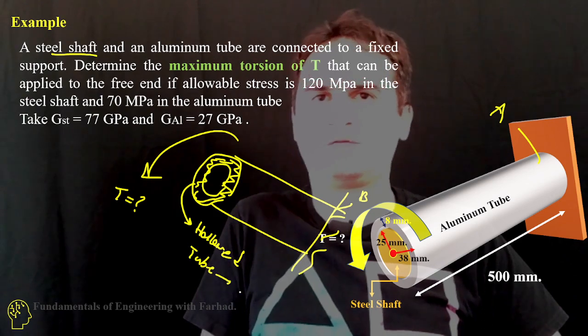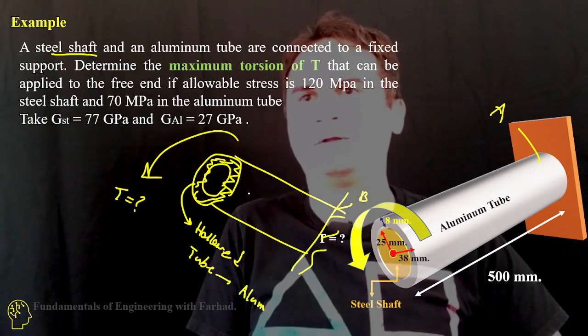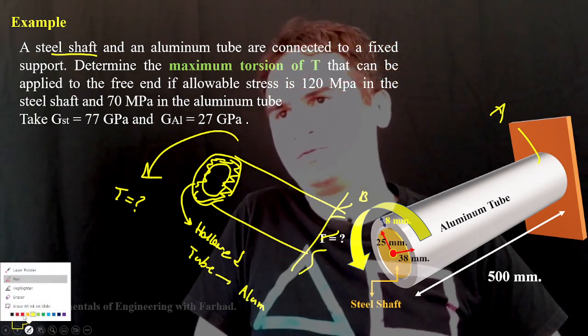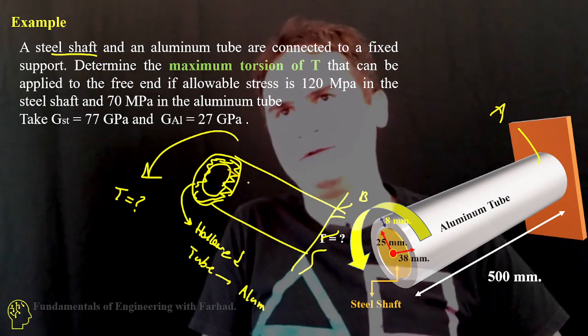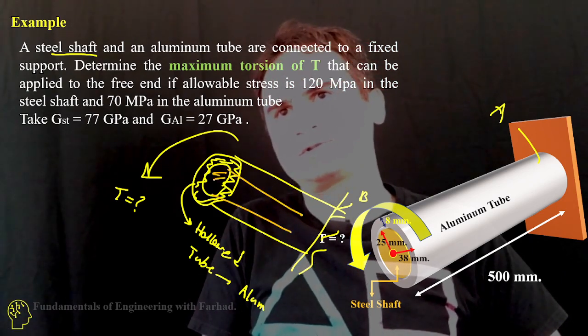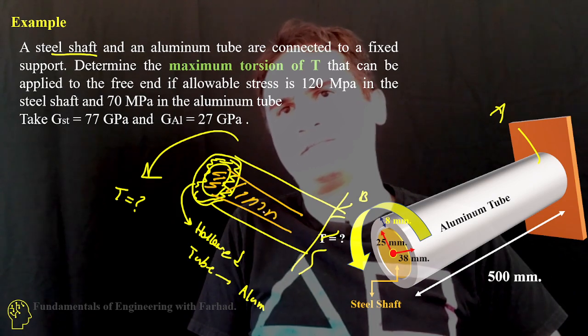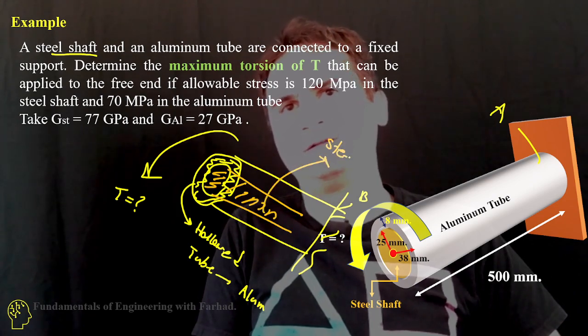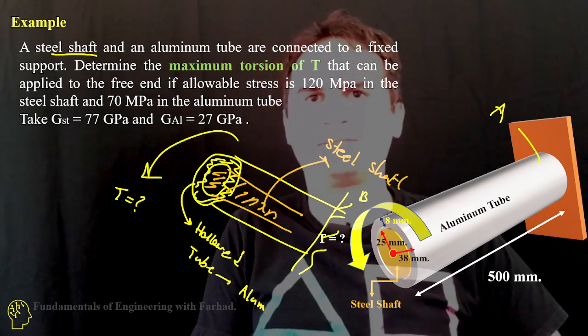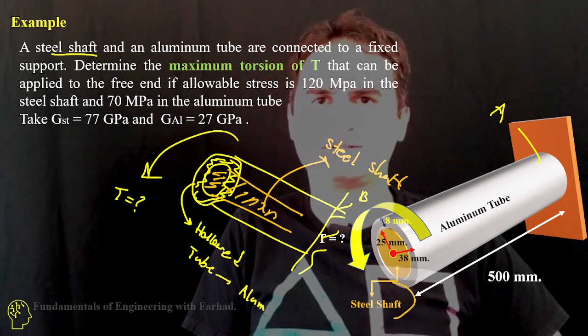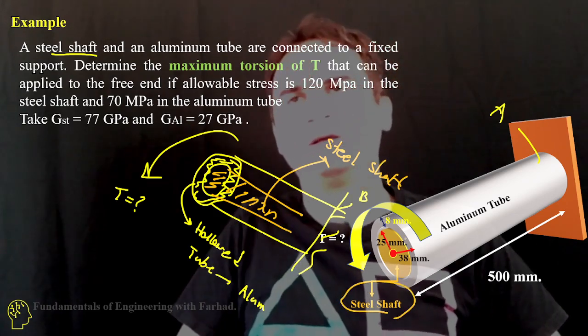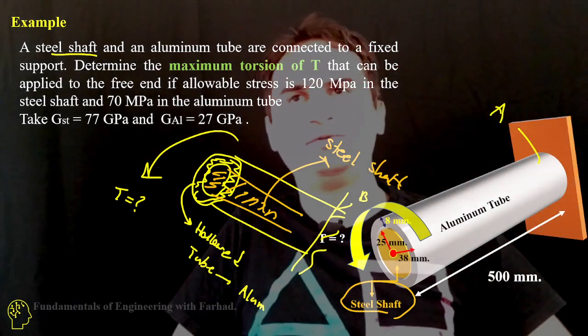hollowed tube of aluminum, and inside the aluminum we have a solid steel shaft. As you can see here, this is a steel shaft embedded in an outer tube of aluminum.